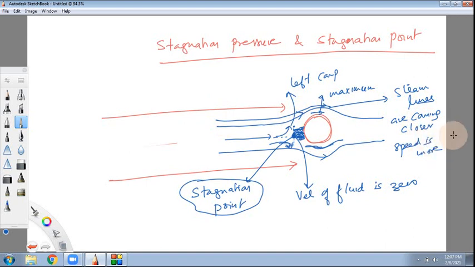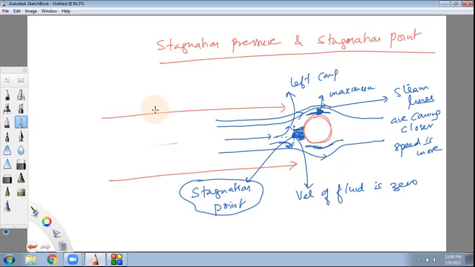In fact, some experiments show that the speed at the sides is twice the actual fluid flow of the river. It so happens. So at the sides, the fluid has a speed which is twice the normal fluid velocity. Some experiments reveal that. Anyway, our concern is with the stagnation point.